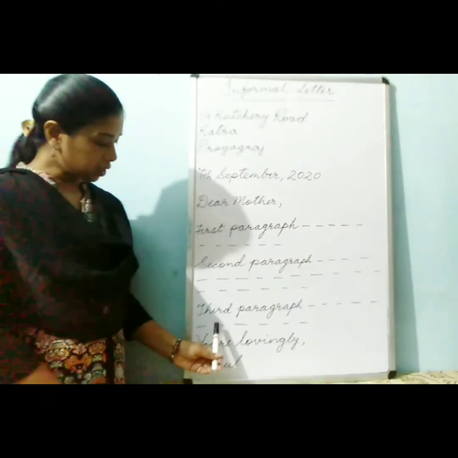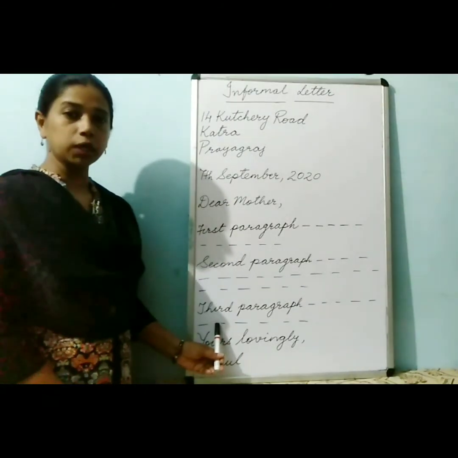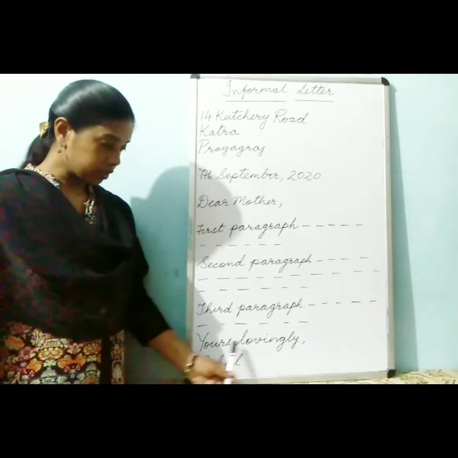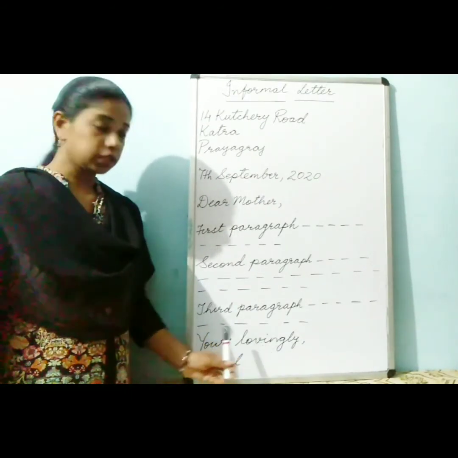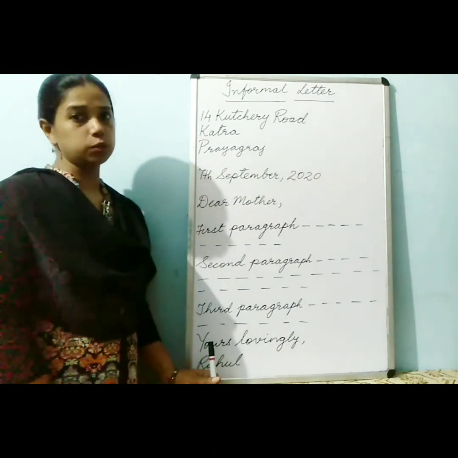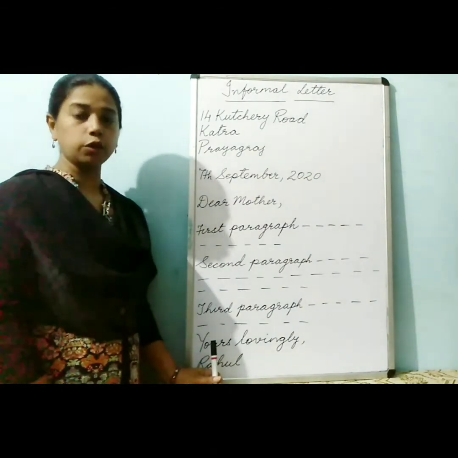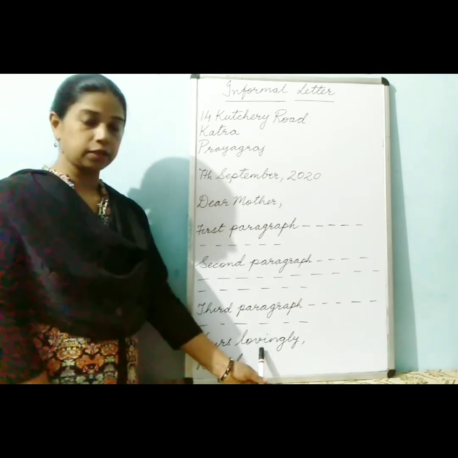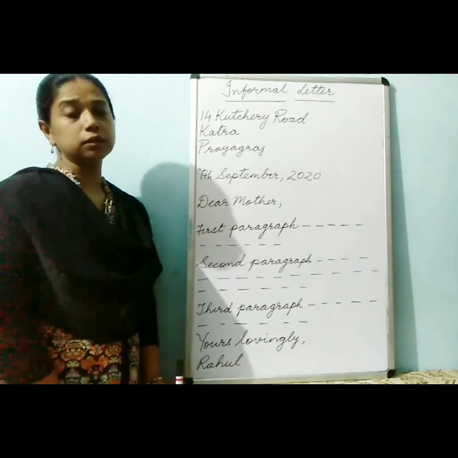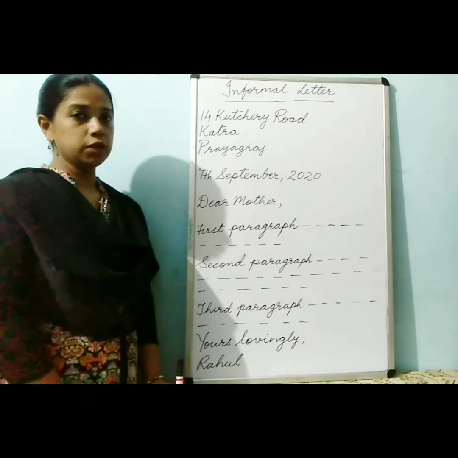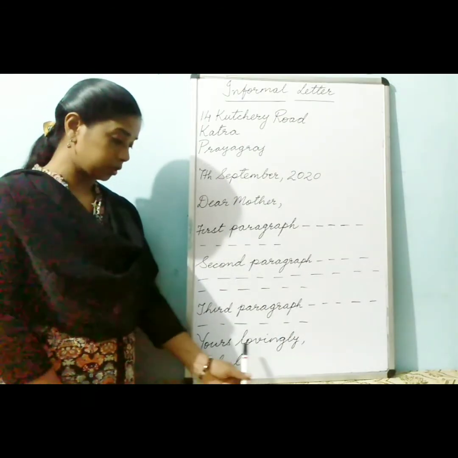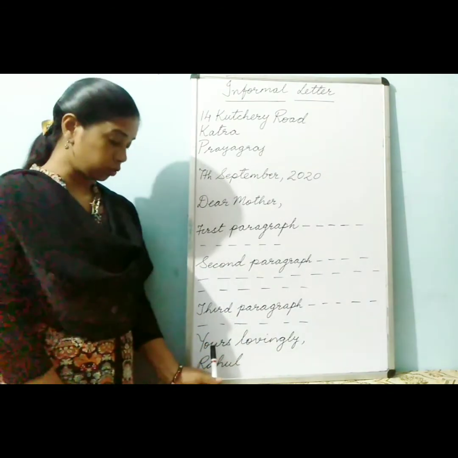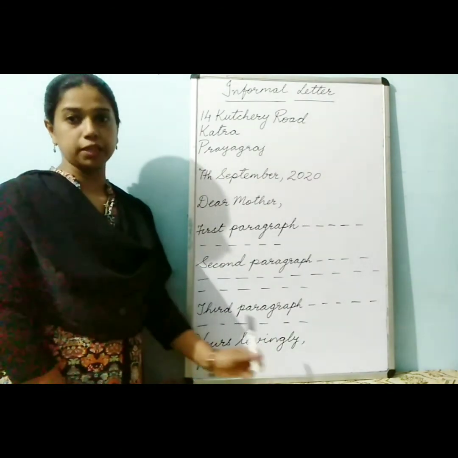Then, children, after the third paragraph, again you leave one line and then your subscription will come. Yours lovingly. When you are writing to your very near and dear ones, like your mother, father, or your brother or sister, you can write yours lovingly. When you are writing to your uncle, aunt, or any other relative, you can write yours affectionately. If you are writing to your friend, you can also write your loving friend.